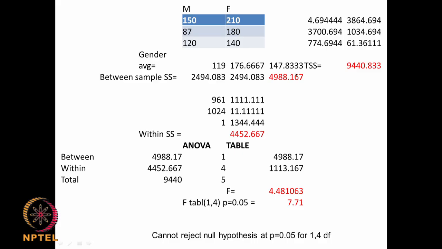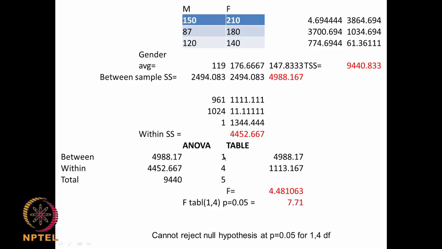Okay, if you add between and within, you should get the total. Can you see that? So we have 8 plus 2 is 10, 5 plus 3 is 13 plus 1 is 14, 4 plus 9 is 13 plus 1 is 14, 4 plus 4 plus 1 is 9, 4 4 0. That is a cross check. Okay, so between we take it as 4988, within we take it as 4452, and then total is 9440.